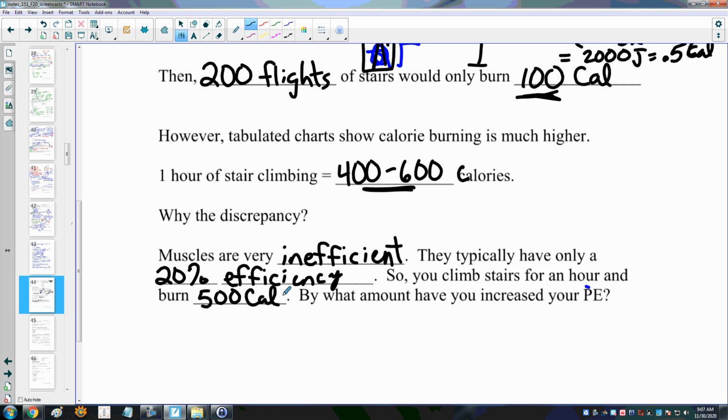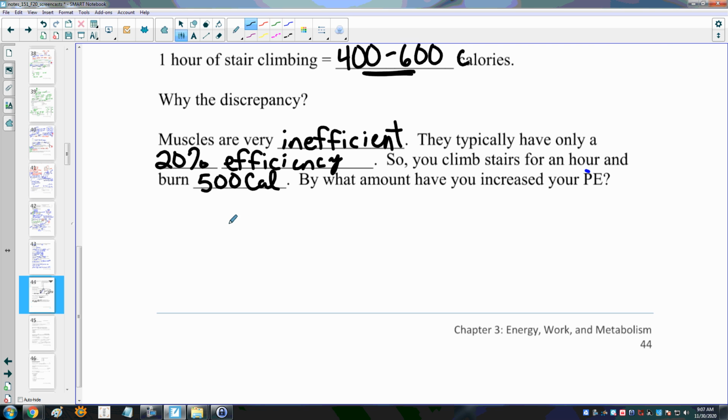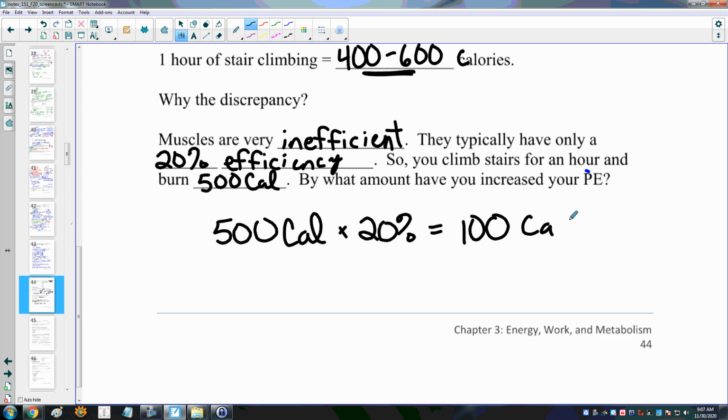Then by what amount have you increased your potential energy? By what amount have you actually produced usable work? Well, if I put in 500 calories, but I only get 20% back, then 500 calories times 20%, or 500 times 0.2, is going to be equal to just 100 calories. That's a 20% efficiency. So make sure you remember how to calculate these efficiencies and how it applies to the human body in this context.